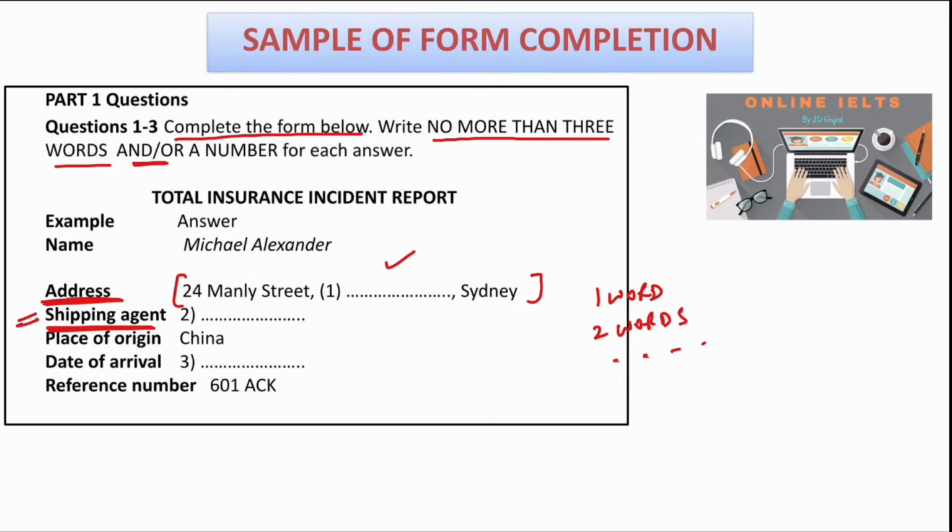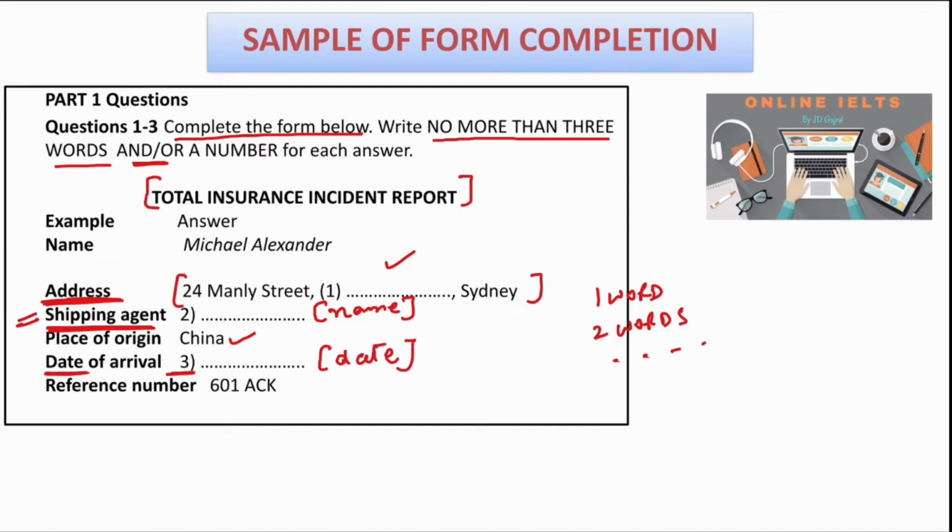Now for this question, how can you predict what the answer will be? You have to write the name of the shipping agent which will be told to you by the speaker in the audio. The third thing they are asking about is the date of arrival, that is, when the items will come and on which date. The items will come from China. This will be your keyword. When you hear the word China in your audio, you can definitely predict that the answer is coming your way. So here you have to write the date.